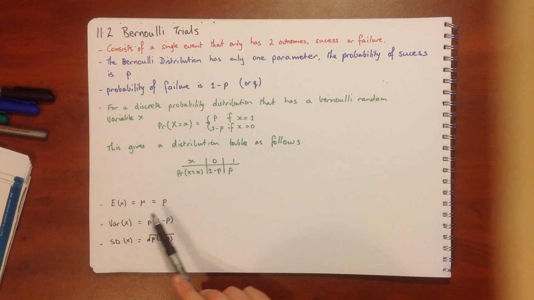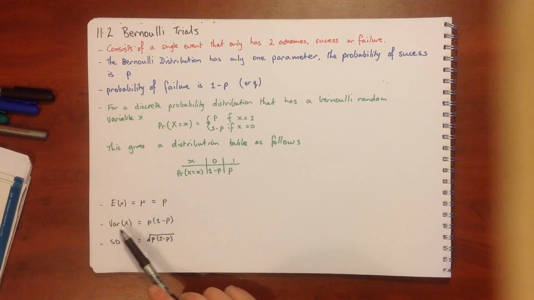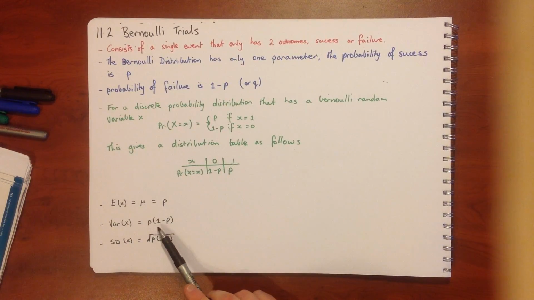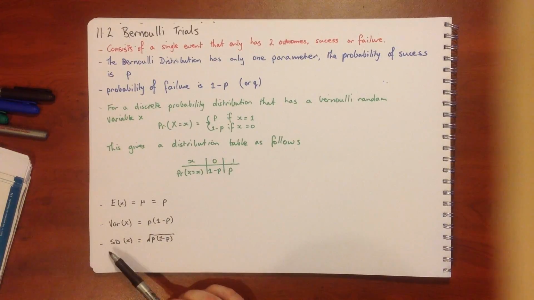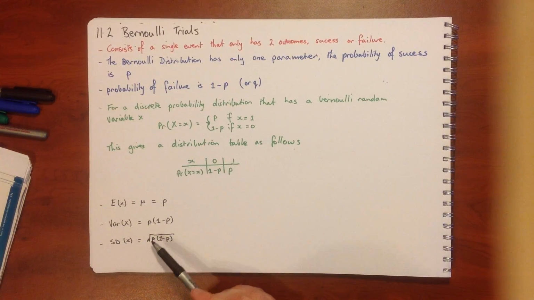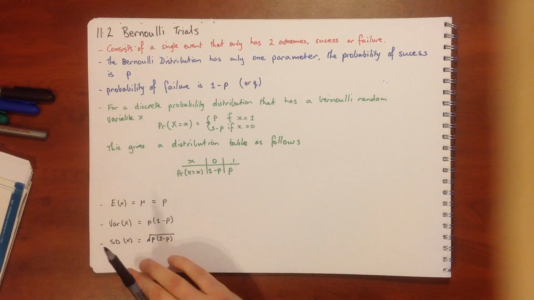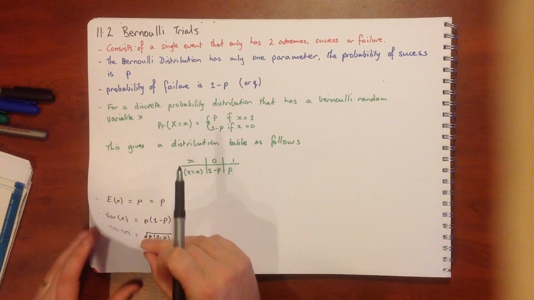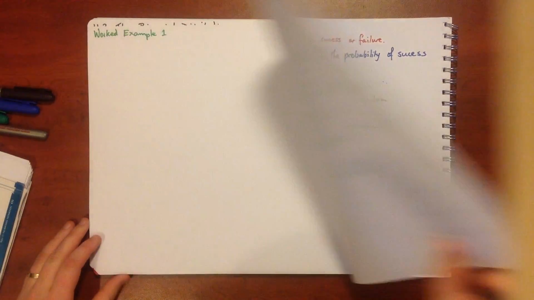Our expected value of X is just p, our variance of X is p times 1 minus p, and our standard deviation of course is the square root of p times 1 minus p. That's pretty much all there is in this section, so we'll just have a look at a worked example, which is worked example 1.